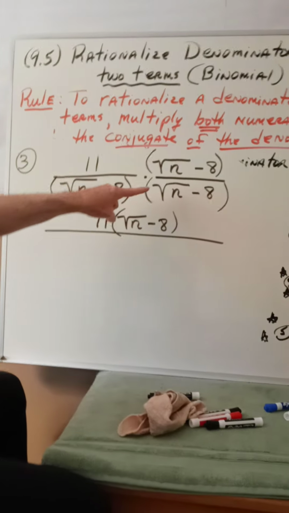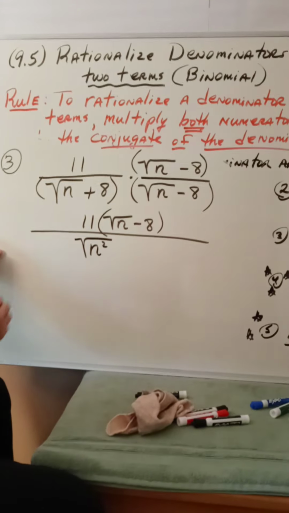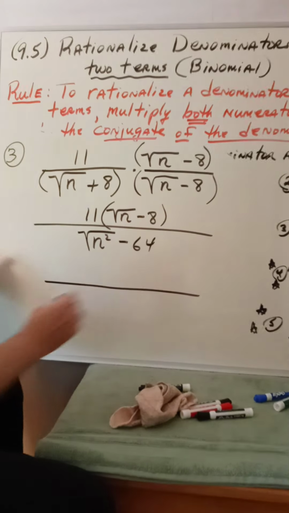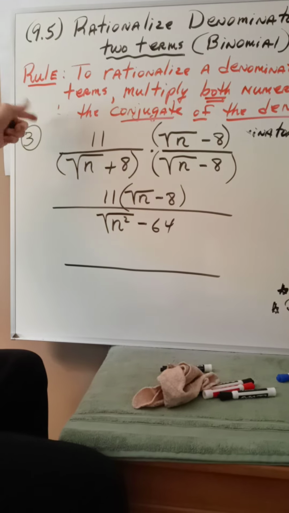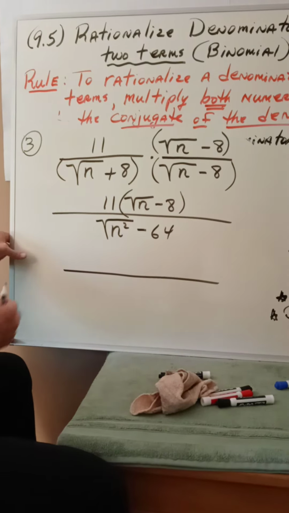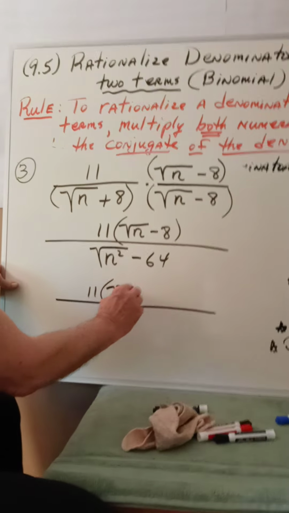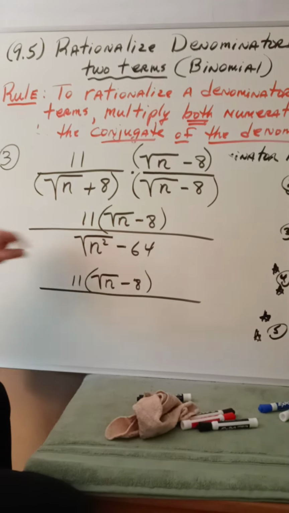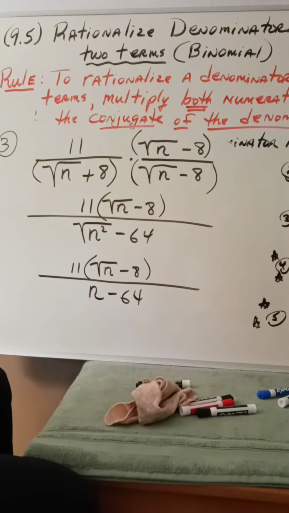Bottom, they're conjugates. Multiply the first terms. Radical of n squared. Multiply the last. Negative 64. I'm glad this occurred because I want to show you the alternative. When I did the very first one, I distributed out that top. But on this one, you don't have to. You can leave it 11 times the quantity of the radical of n minus 8. On the bottom, he's coming out and we'll have n minus 64 for that.